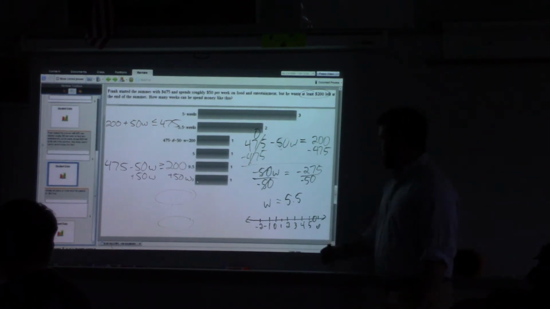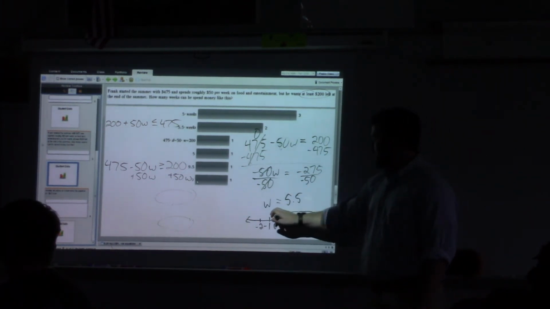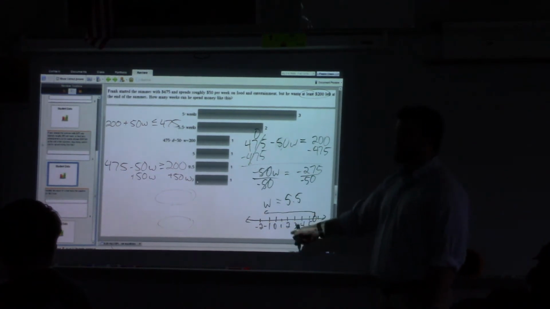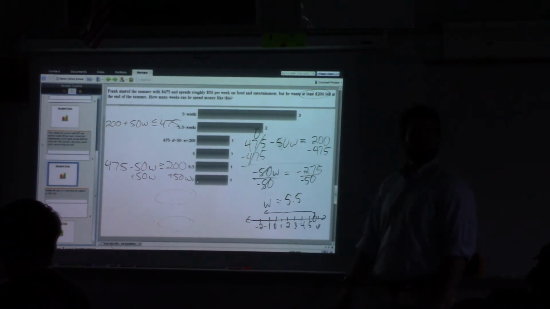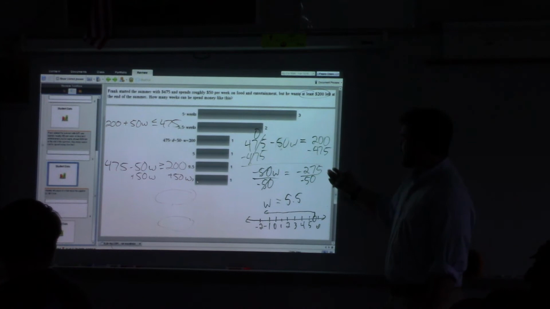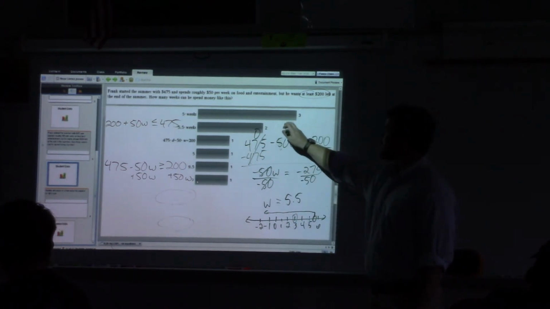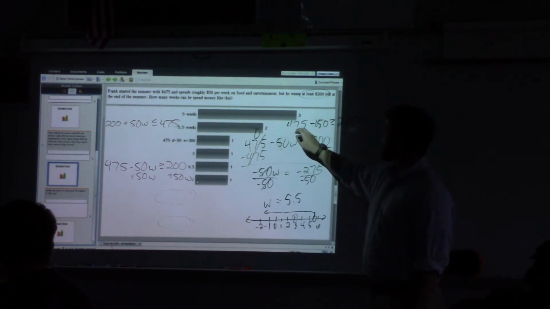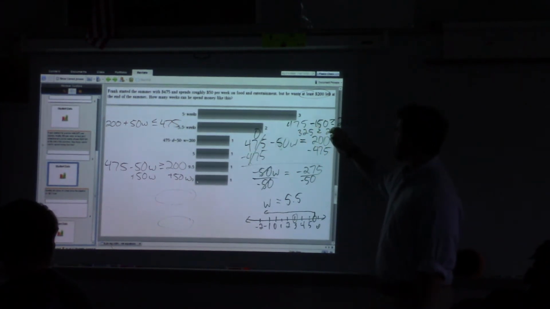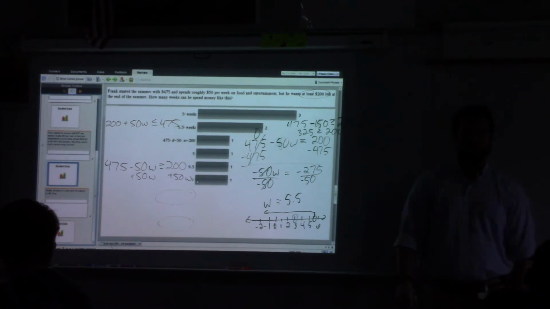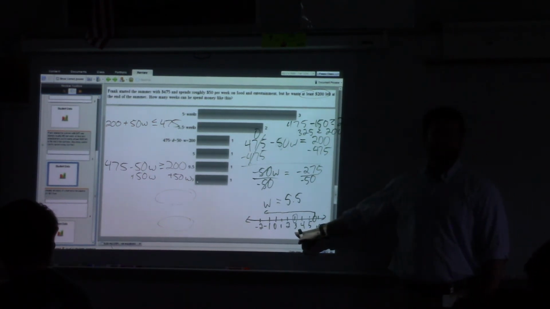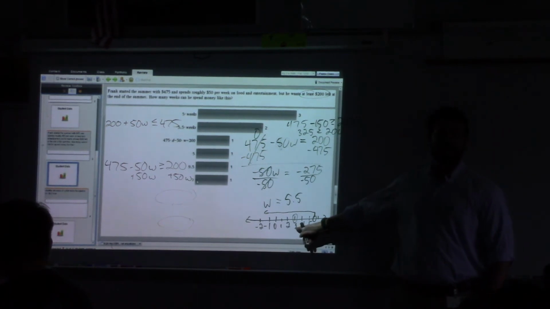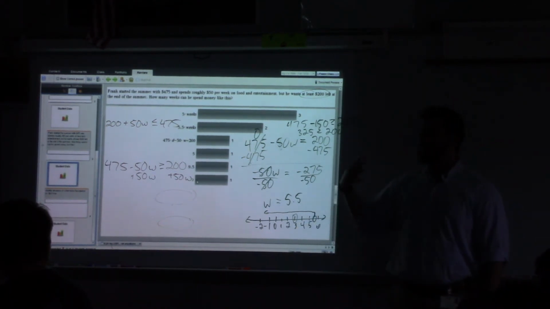And so it depends, 5.5, and so I'm just going to keep going all the way to the left, right? Why would I go to the left and not to the right? I don't want to be less than that 200, so remember, let's say I test a 3. 475 minus 50 times 3 would be 150. That needs to be greater than or equal to 200, and that gives me 325. Is that greater than or equal to 200? Yes? So that means 3 is a, say it louder, solution, right? It's making the inequality true.